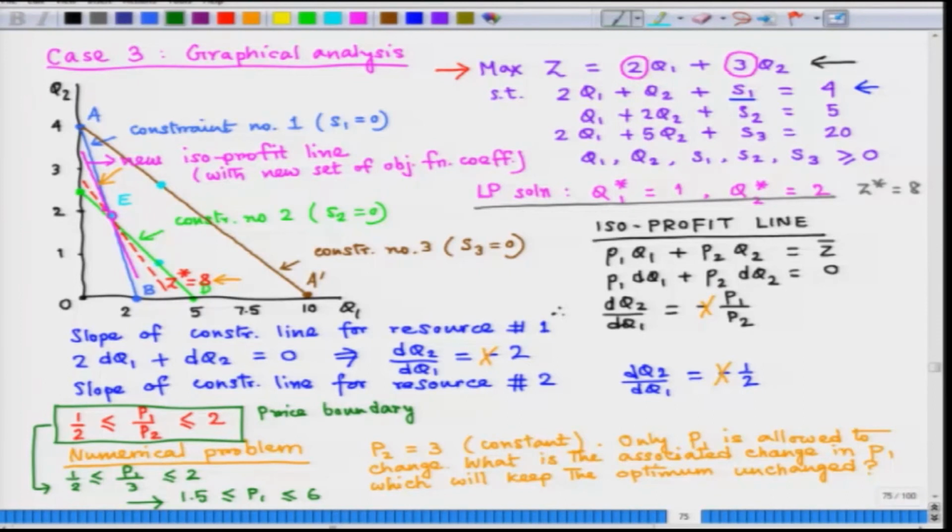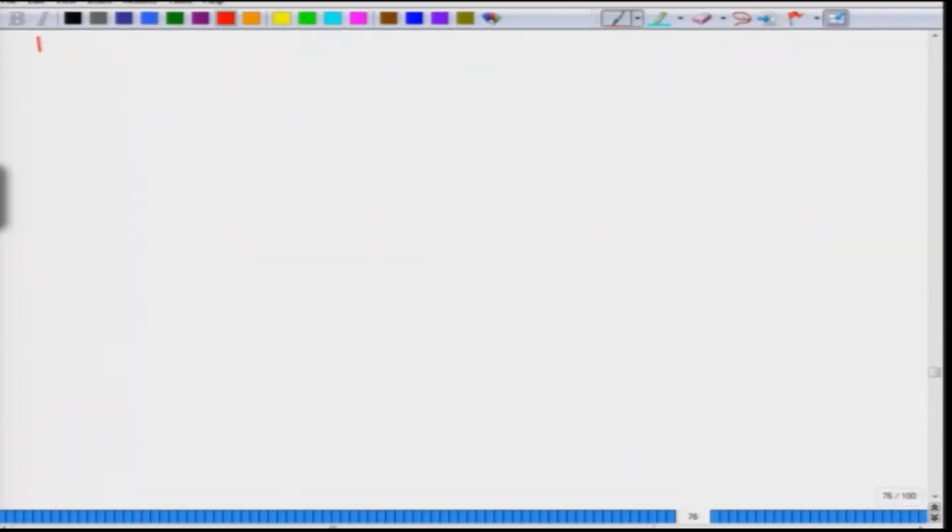Okay. Now, we are going to give another numerical exercise, the linear programming problem from its primal counterpart.